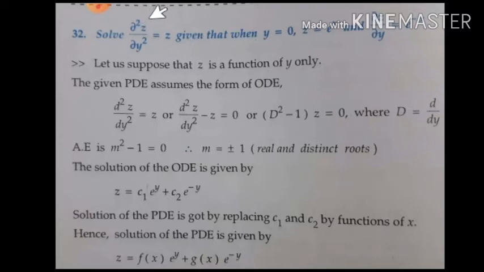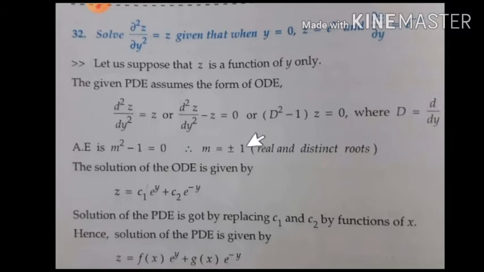Always solution of homogeneous partial differential equation can be obtained by converting into ordinary differential equation. How we convert? We do the assumption. What is the assumption? We take z as function of only y. So, only one independent variable. So, dou will become d. So, converted second order differential equation, write it in differential operator D, write the auxiliary equation m square minus 1.